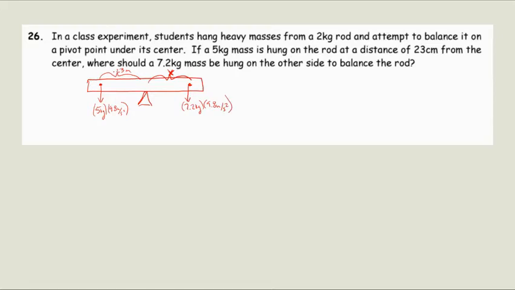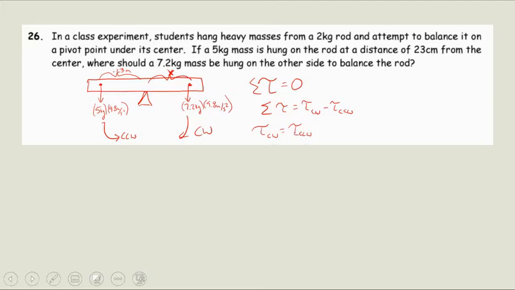If it's going to balance, that means that the sum of my torques equals 0. This one is going to be my clockwise torque. This one is going to be my counterclockwise torque. So I know my sum of my torques equals my torque clockwise minus my torque counterclockwise, so they're going to end up being equal to each other. So our torque clockwise equals our torque counterclockwise.